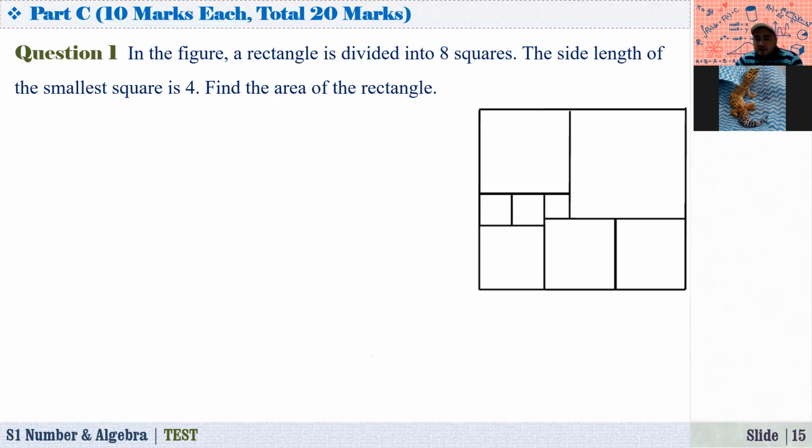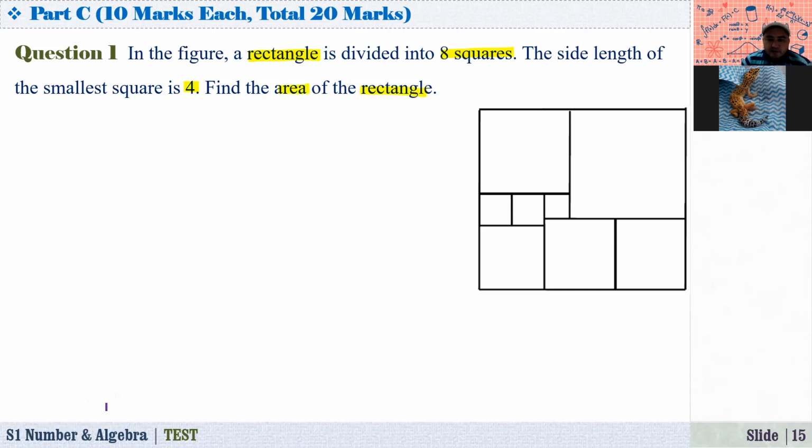In the figure, a rectangle is divided into 8 squares. All of the figures, as you see in the picture, are squares. The side length of the smallest square is 4. Find the area of the rectangle. So it says that it is a big rectangle, and it's divided into 8 squares. The side length of the smallest square is 4. We have to find the area of the rectangle.